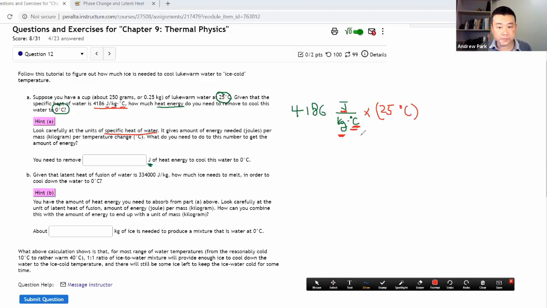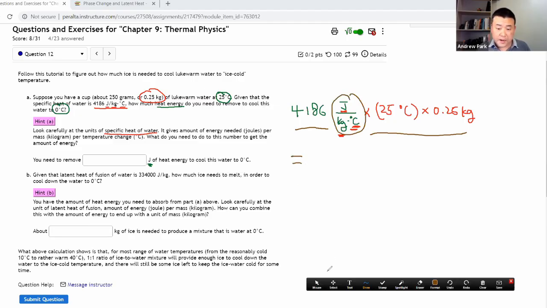Now I still need to get rid of the kilogram, and here it is. I have the mass of the water, so times 0.25 kilogram. So the kilograms will cancel out, and we should be left with the joule when all this calculation is done. So that's the hint. You can also refer to the section that I was referring to earlier, but you can be guided, hinted by the units to put together this expression.